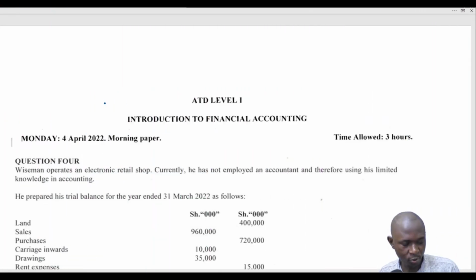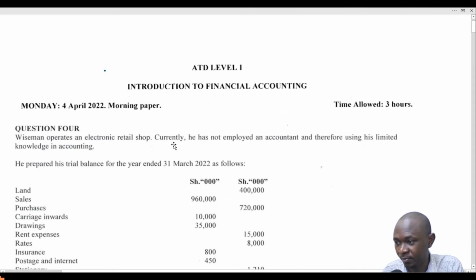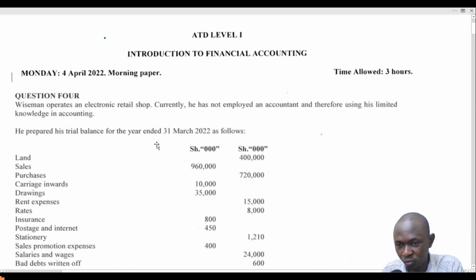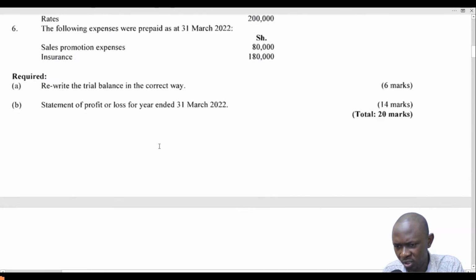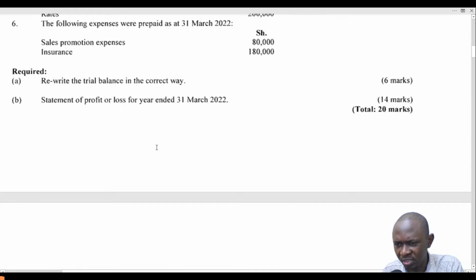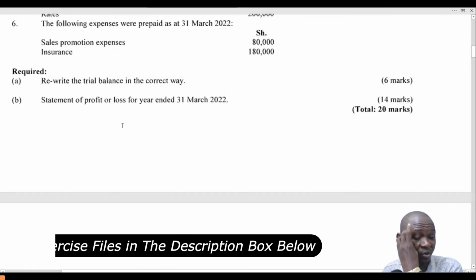Yes, welcome, good people. We want to discuss the ATD Level 1, Introduction to Financial Accounting. This is a paper that was done in April 2022. Specifically, we'll be looking at question 4, and question 4 just wants the statement of profit or loss. So we will rewrite the trial balance and then come up with the statement of profit or loss.